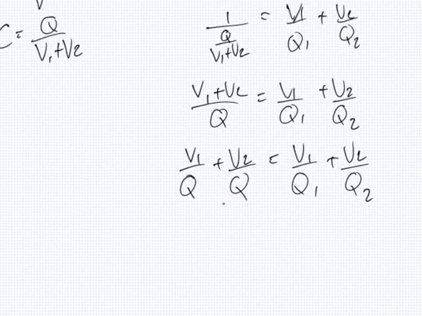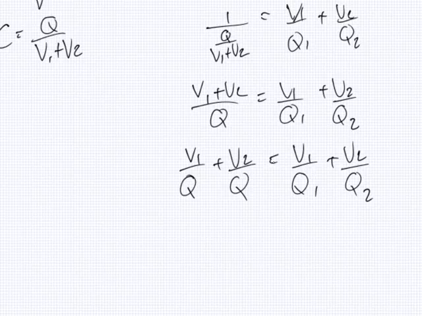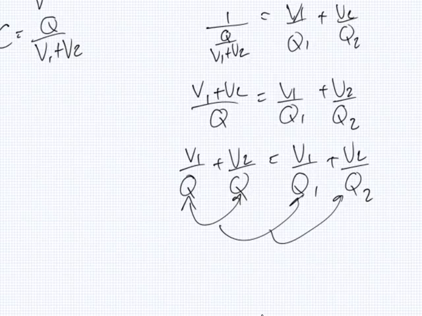Now when you look at this, you have V1 over Q plus V2 over Q equals V1 over Q1 plus V2 over Q2. The only way this can be true is if this and this and this and this are all the same. Of course Q and Q are the same, but we're saying that Q must be the same as Q1 and Q1 must be the same as Q2. So we get Q equals Q1 and also equals Q2. So the total equals Q1 equals Q2.